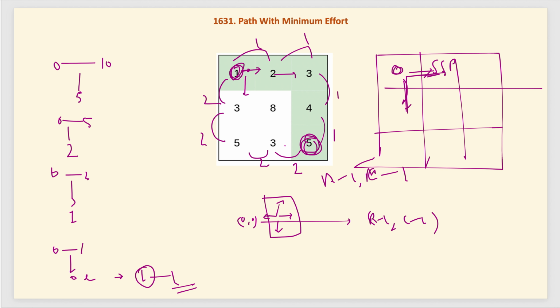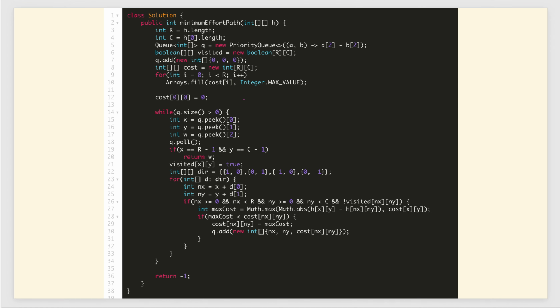If you have doubts, you can ask in the comment section, and for the code reference I have shared it here. So this is the code for Dijkstra's algorithm, you can see the code. I will also push it to the GitHub repository, and if you have any question, you can ask in the comment section, and I will try to create a separate video where I will cover Dijkstra's algorithm.